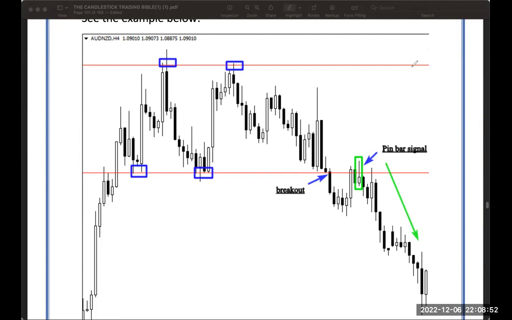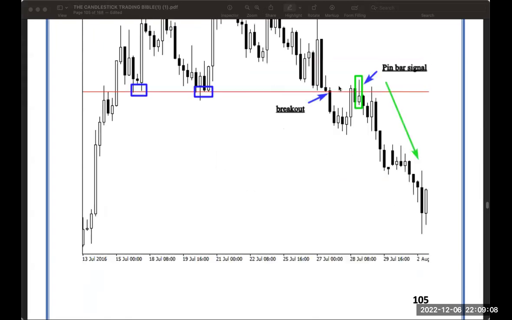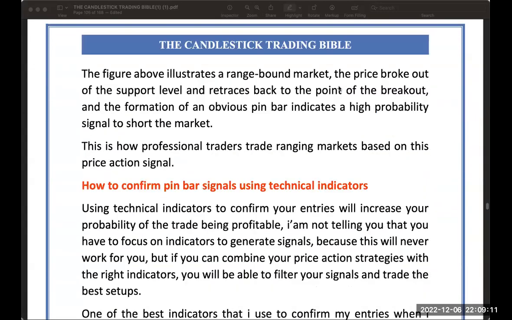And you can also do the same on your side, depending on what you trade. Okay, look for a ranging market, mark the zones, see how price reacted when it broke out. Did it fake out and come back inside? Did it break out? Okay. So you can see this H4, AUD, and ZD. The figure above illustrates a range-bound market, and the price broke out of the support level and retraced back to the point of the breakout, and the formation of an obvious pin bar indicates a high probability signal to short the market. This is how professional traders trade ranging markets, based on this price action signal.